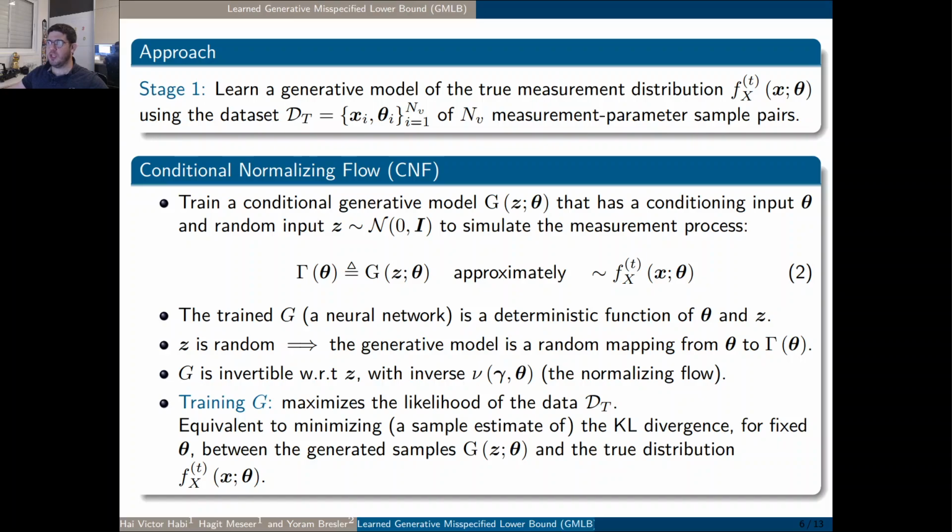In the first step, we learn a generative model of the true distribution using the dataset D_T with N_V measurement-parameter pairs. Specifically, we use a conditional normalizing flow, or in short, CNF, with the goal of simulating the measurement process. The CNF G has two inputs, a conditioning input theta and a random input z. G itself is a deterministic function implemented as a neural network. Now, since z is a random variable, the generative model is a random mapping from theta to x. We train G by maximizing the likelihood over the dataset D_T, which is equivalent to minimizing the KL divergence between the generated samples and the true distribution.